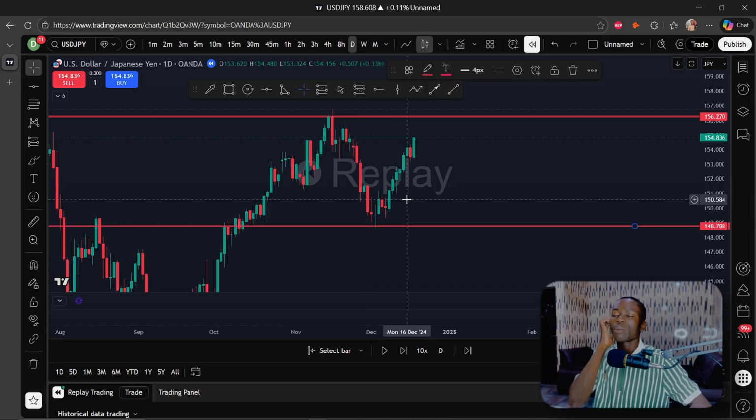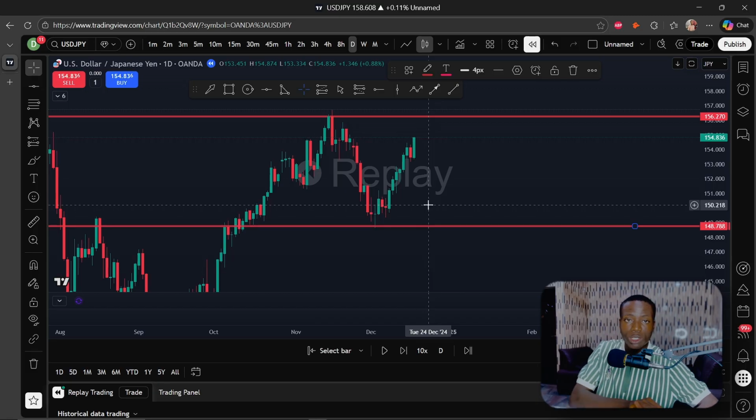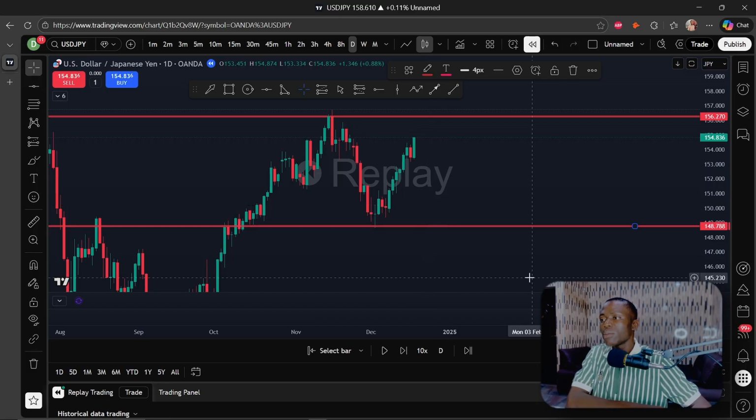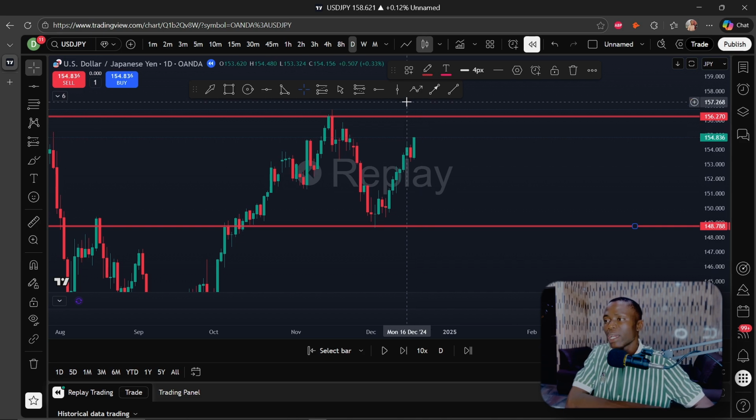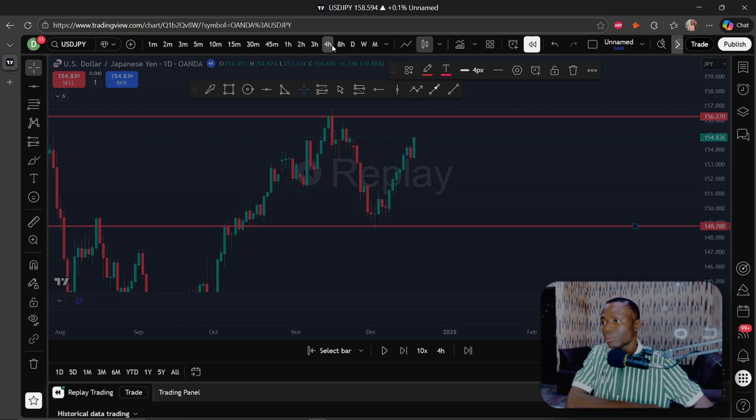Now we have the daily support and the daily resistance, and here there will be two options for us to trade from. Option one is simply, if this market tests here and then drops, then we can take a sell. But if the market breaks out of it, then we'll look forward to a buy. But we can't judge yet, so we'll drop down to the 4-hour time frame.